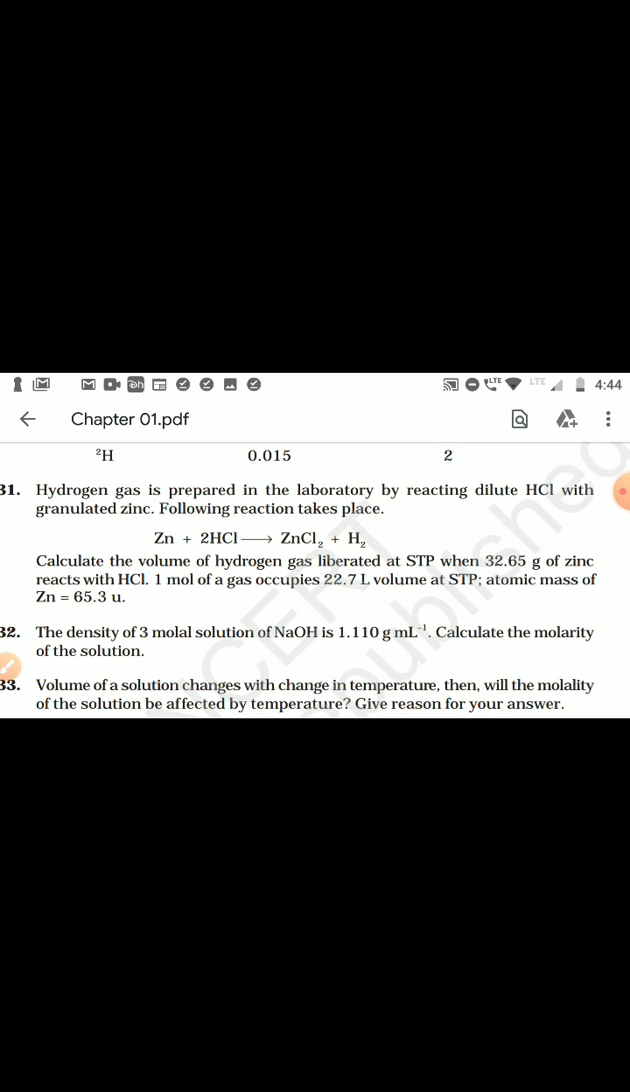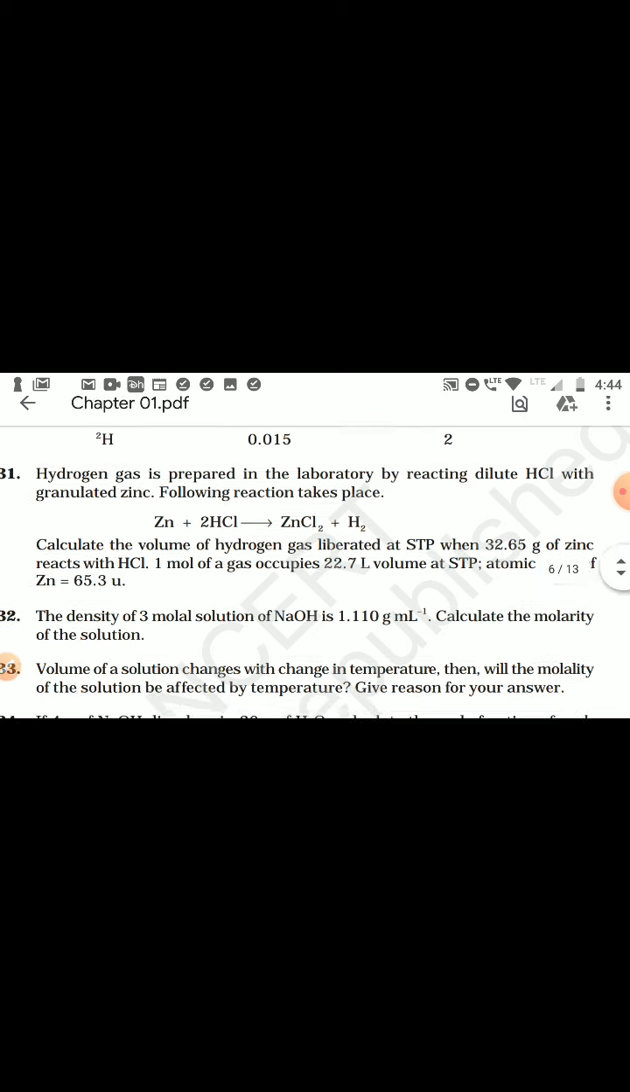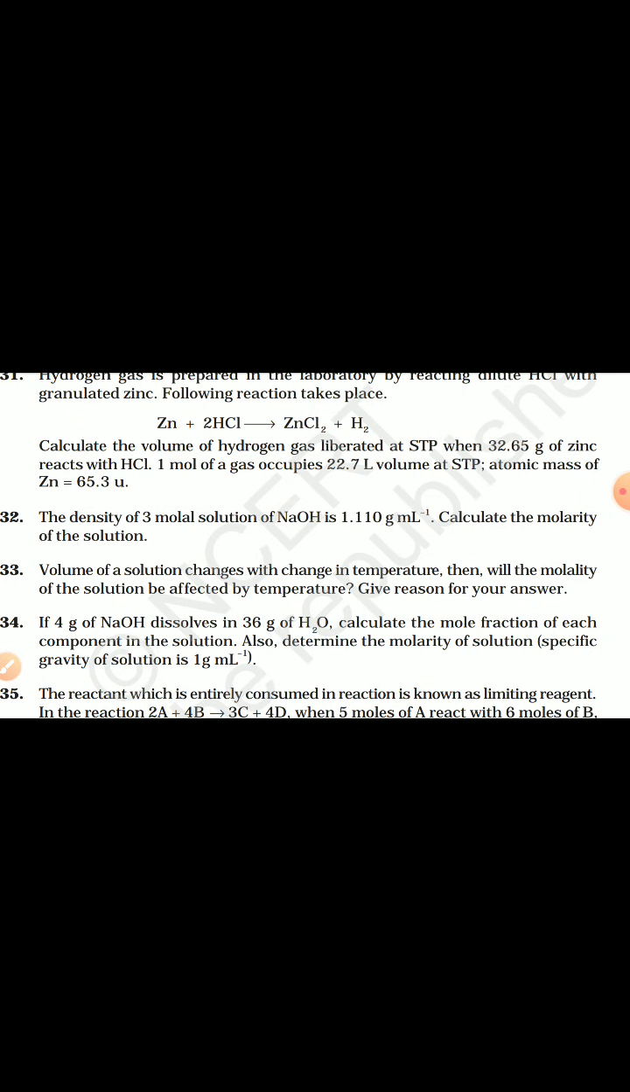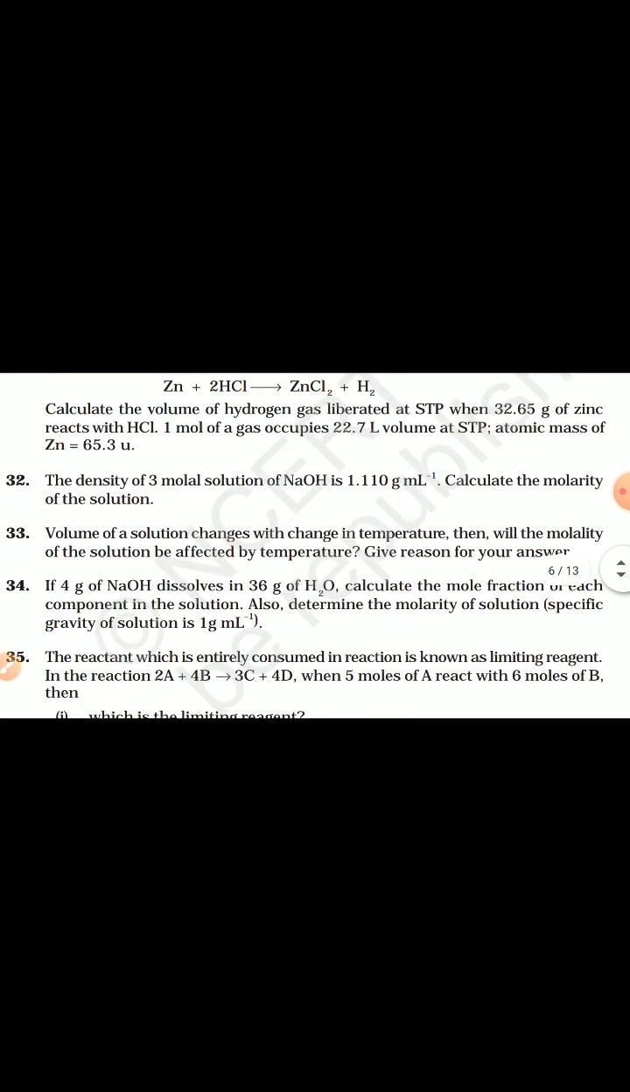So here, half a mole of zinc will produce half the volume of the gas, that is, half of 22.7. So half of 22.7 comes out to be 11.35. So here the answer is 11.35 liters of the hydrogen gas produced. Then the next question, that is question 32.